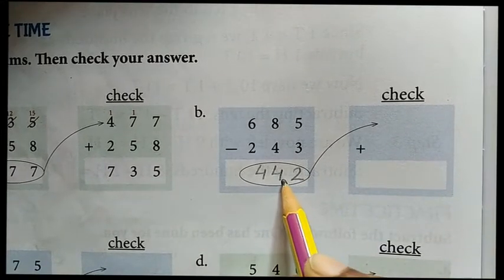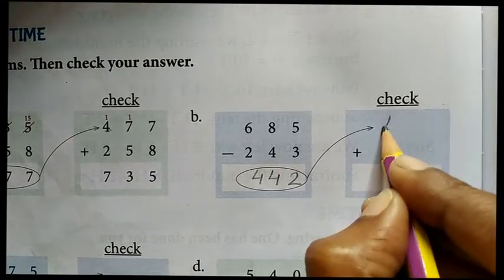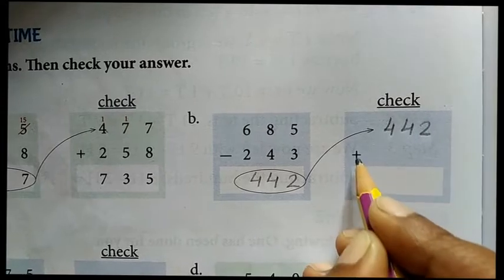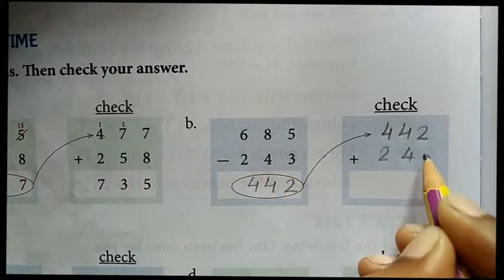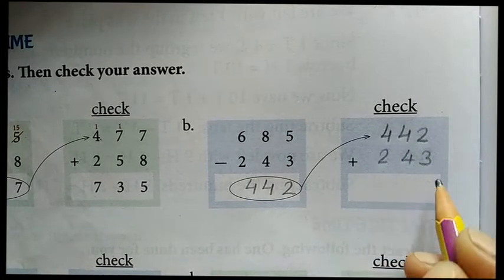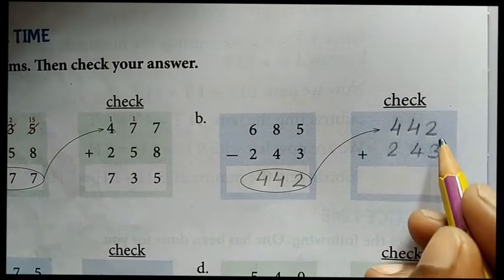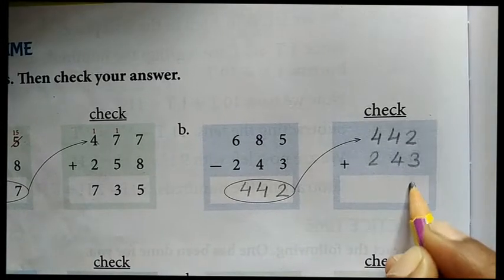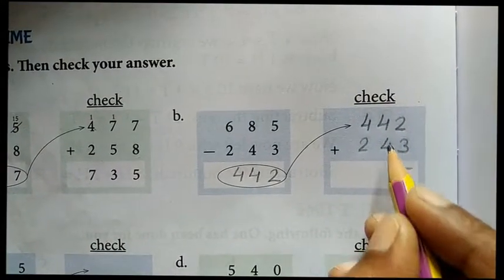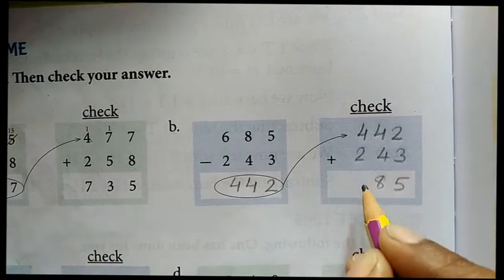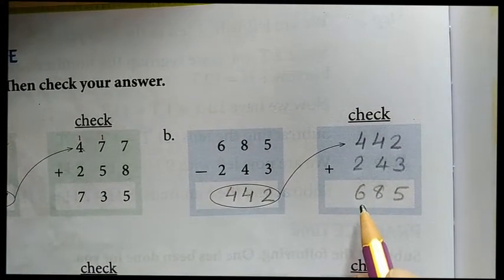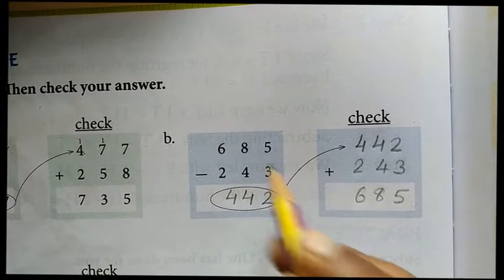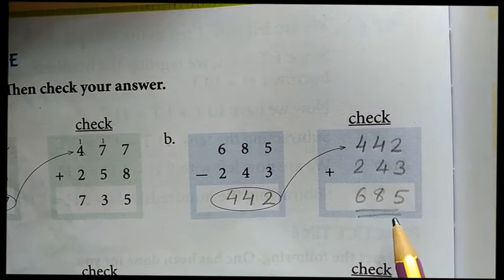For that we have to write this number here. That is 442. Plus we have to write this number, that is 243. Then we have to add this number. That is 2 plus 3, we have 5. Then 4 plus 4, 8. 4 plus 2, 6. We got the same answer as this number. So our answer is correct.